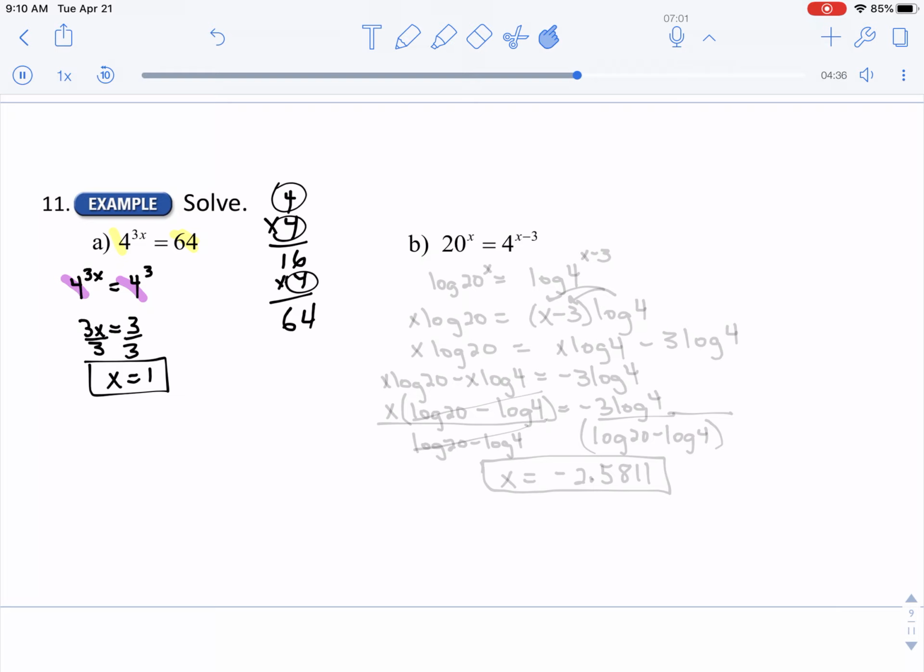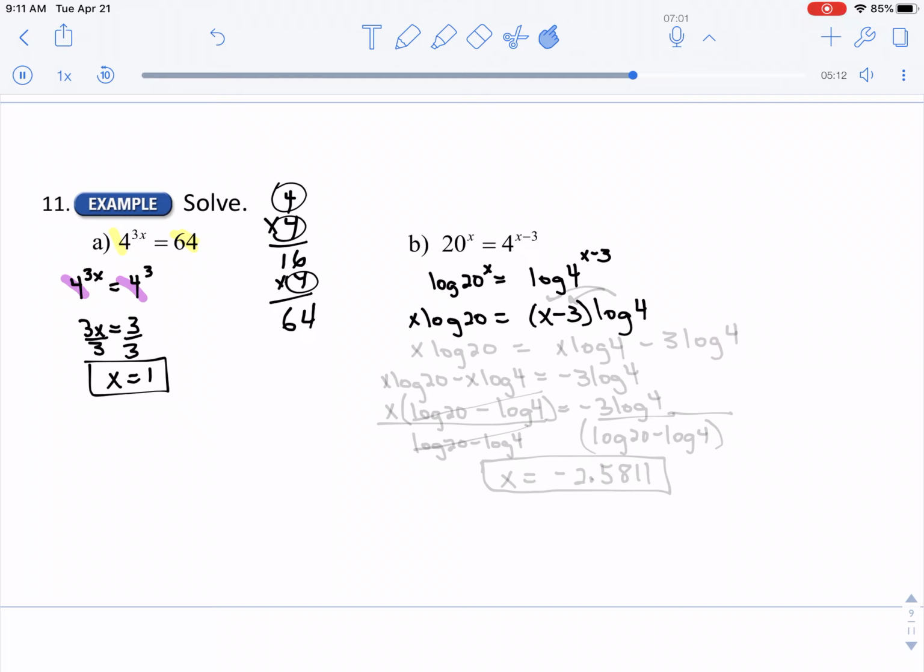So when I can't use the trick I used in A, then I have to do something different. What I'm going to do for this one is log both sides. So when I log both sides, I get log 20 to the x power equals log of 4 to the x minus 3 power. Now, using my power rule, I can bring those exponents to the front. So I get x log of 20 equals, now x minus 3, I have to keep it together, it's quantity x minus 3 log of 4.